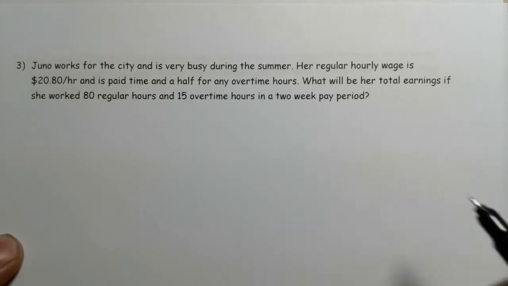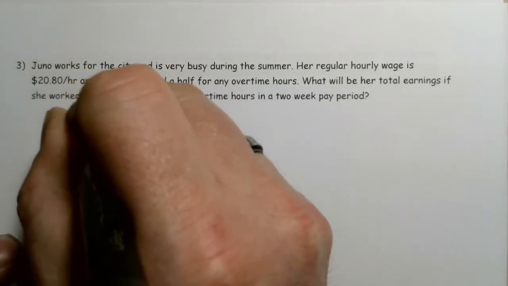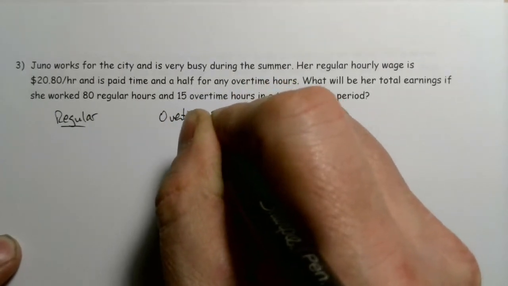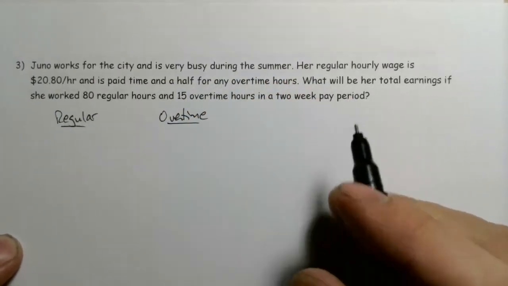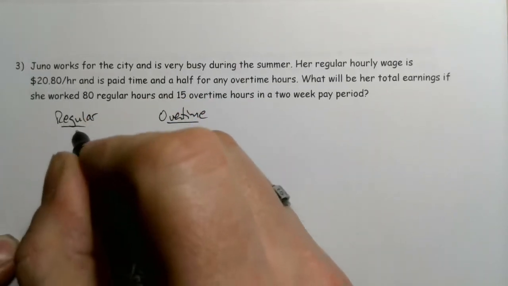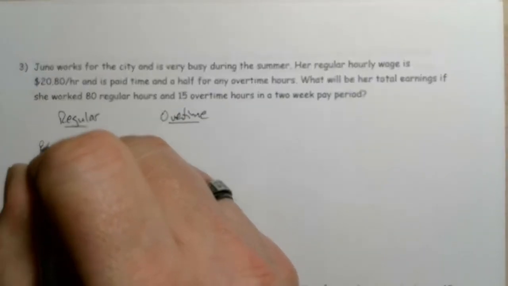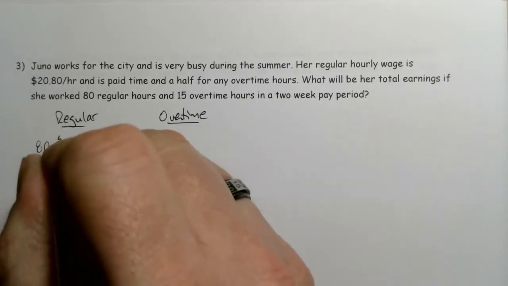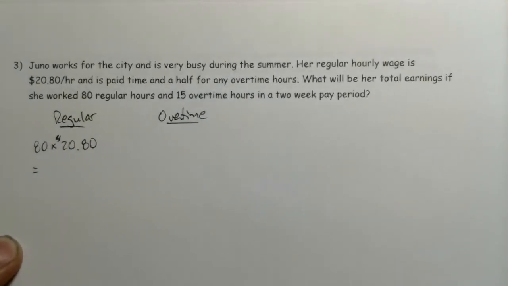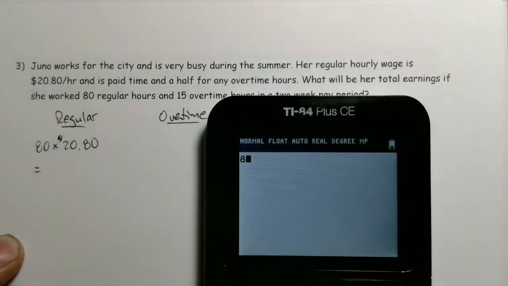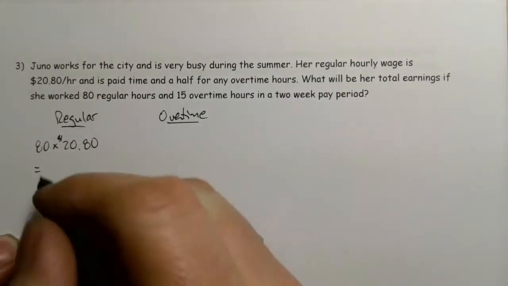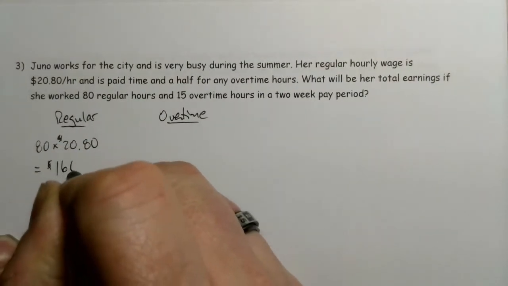Okay, so what we're going to do here, just like we did in a previous question, we're going to look at regular, and then we're going to look at overtime. And then we're going to come up with a total in a second. So we know that she worked 80 regular time hours. So it's going to be 80 multiplied by $20.80 per hour. So we pull out the calculator here. 80 multiplied by $20.80. So just for her regular pay alone, she's going to get $1,664.